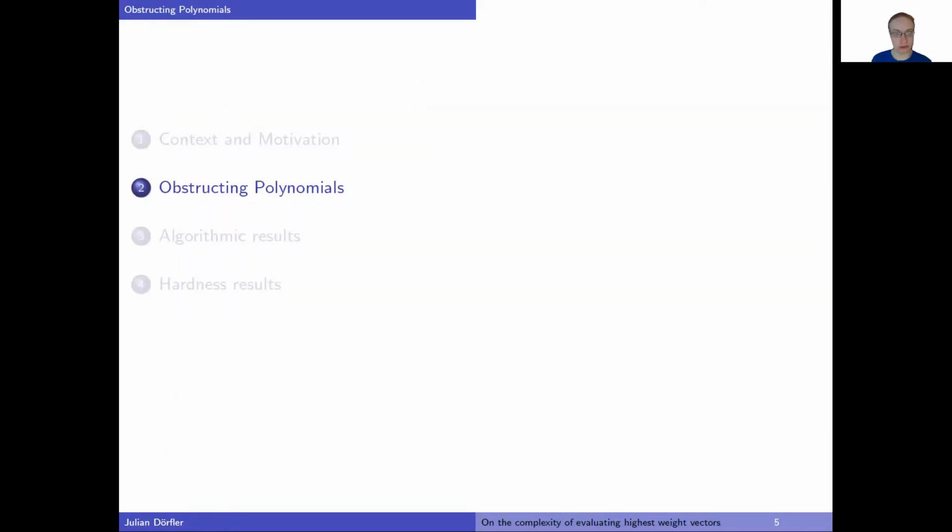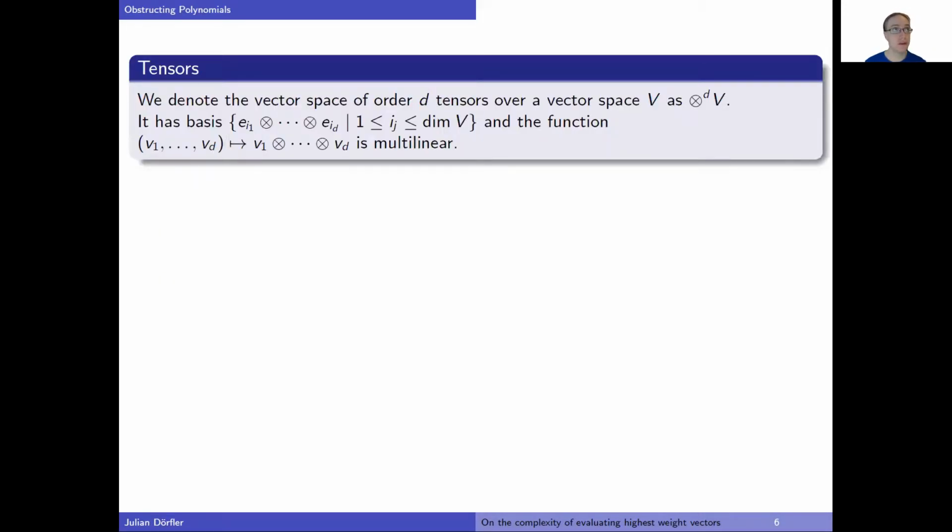So what are obstructing polynomials even? For that, we first need to look at tensors. Tensors, you can view them as just non-commutative polynomials if you want, where we tensor different components, but the order is important. But it is also multilinear in each of the components. So we have such a basis, and we can always find a decomposition into it.